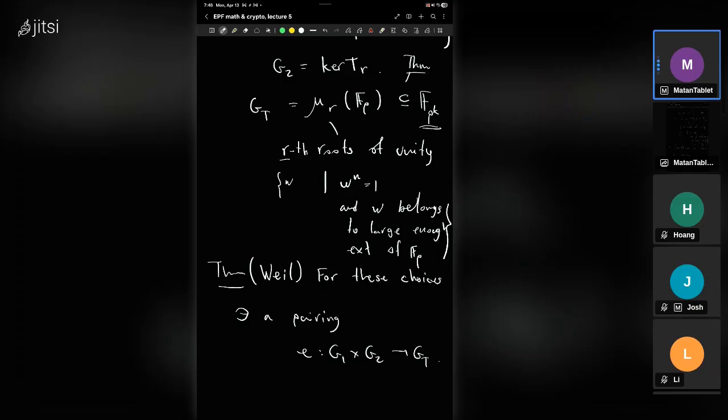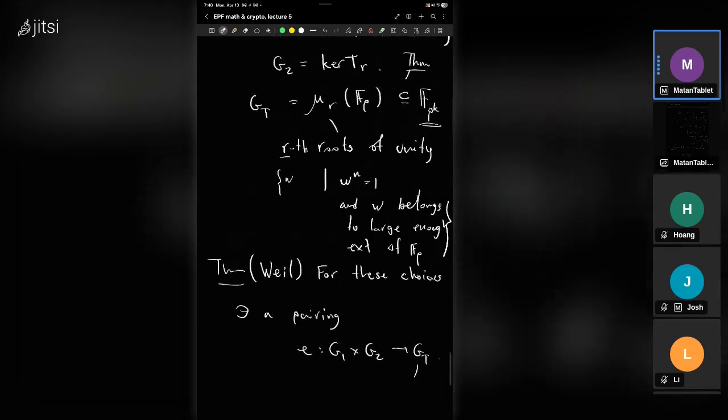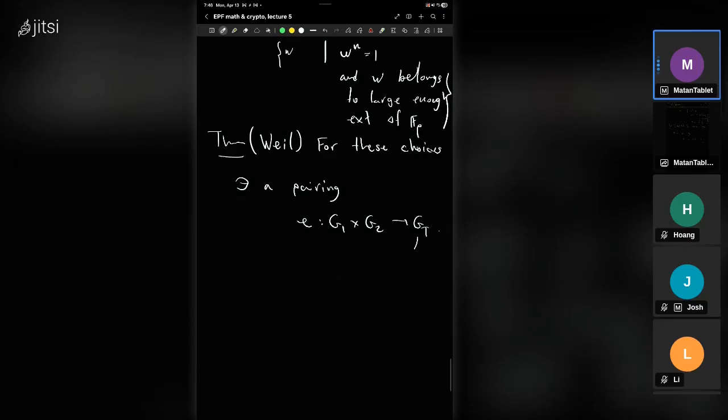Okay, so to answer the question of what is the multiplication, and now you should understand, the multiplication in GT is just multiplication in F_p^k. And the addition in G1 and G2 is just the addition of the elliptic curve group. Okay, so just back to the BLS.